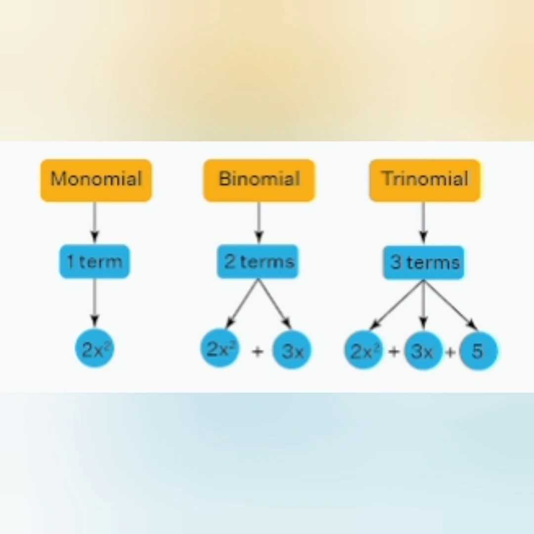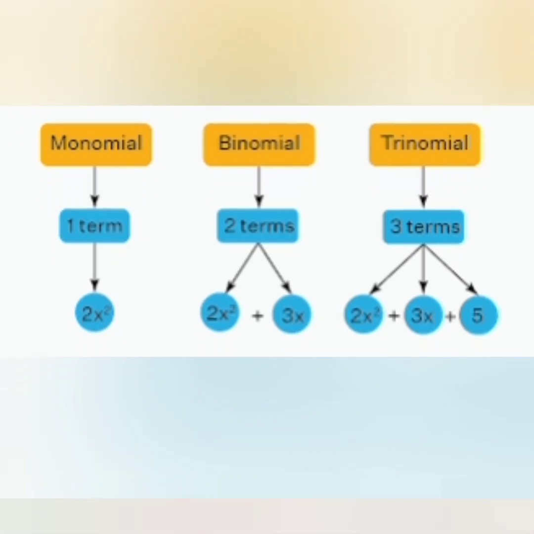Here we see three types of algebraic expressions. You have the monomial, you have the binomial, and trinomial. The monomial expression is when you just have one term. Could be 2x squared, 2y squared, 2a squared. The binomial when you have two terms, and then the trinomial when you have three terms. So we have three types of algebraic expressions. You have the monomial, binomial, and then trinomial.